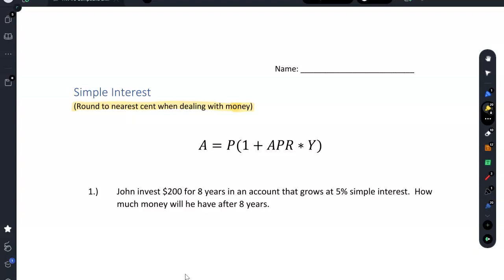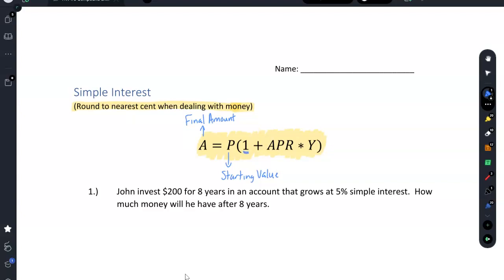So with the simple interest equation, we have A equals P times 1 plus APR times Y. And you may see this in a couple different formats, but that's going to be the format for our class. I'm going to give you the shorthand for each one of these. A stands for amount, and we want to think of this as our final amount. P really stands for principal, but we want to think of this as the starting value.